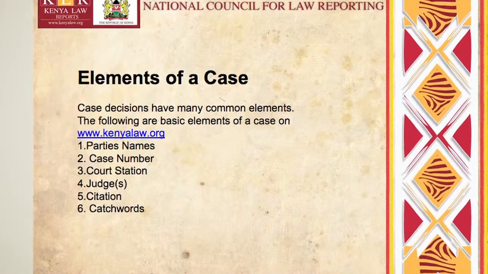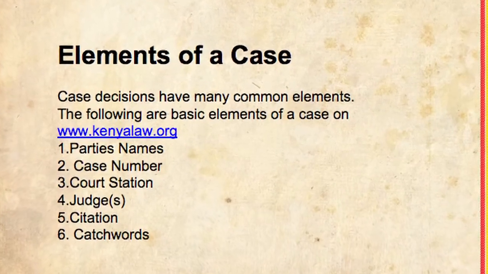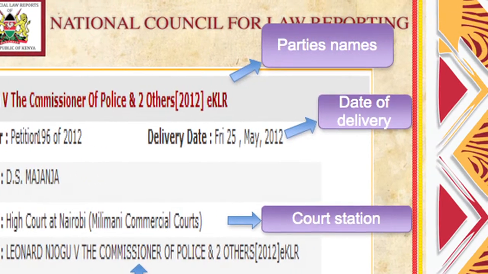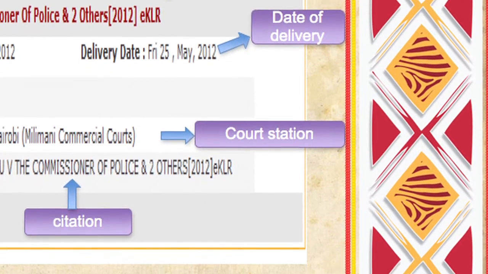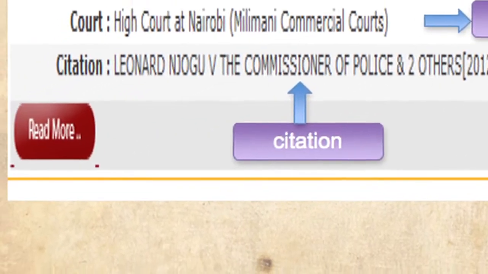Based on this, it's very important while you're carrying out your research and while you're training people to do research, to ensure that they know how to find the relevant cases and make sure that the cases they are relying on is still good law. It's good to know what you're looking for when you're carrying out research. On our website, you have the parties' names, the date of delivery, the court station, the judges' names, the case number, the citation.